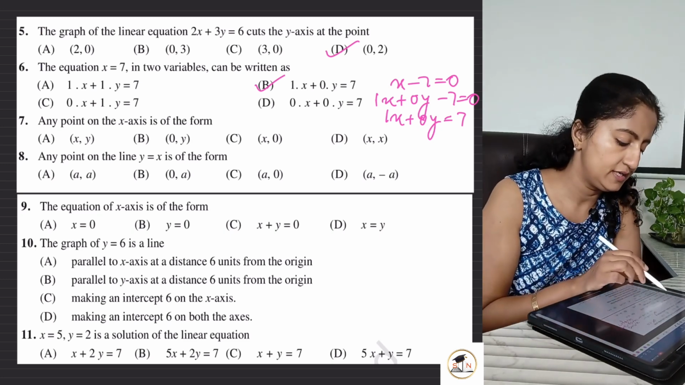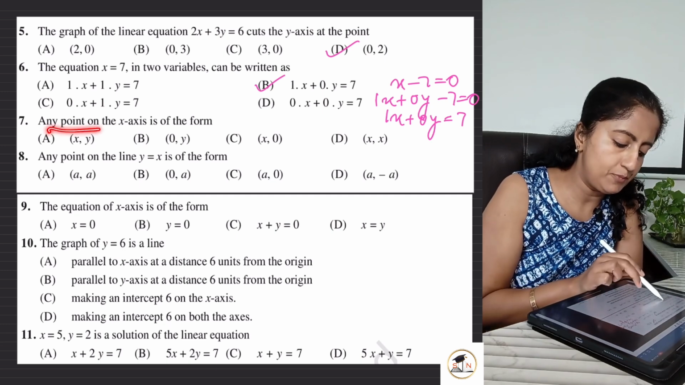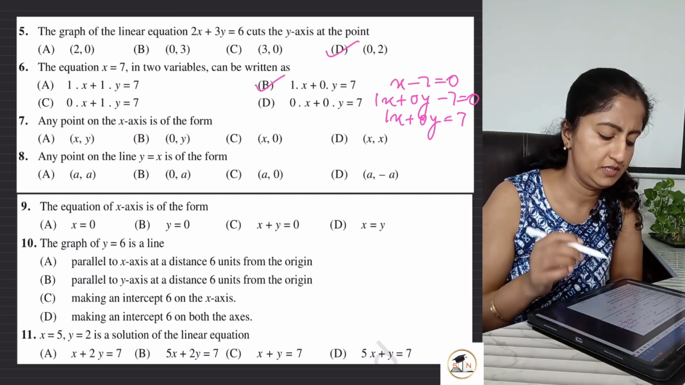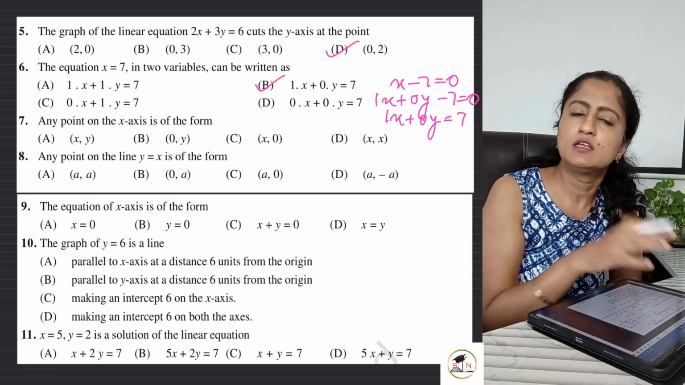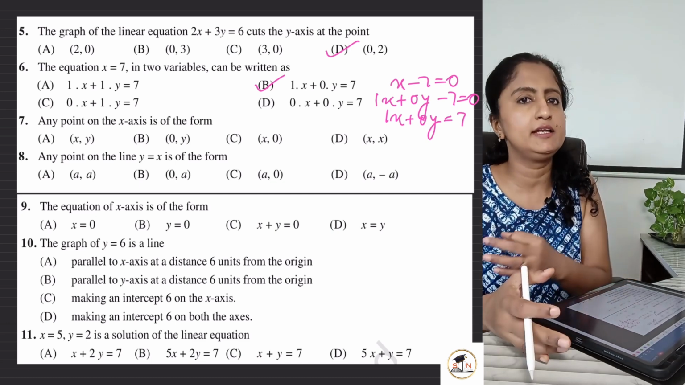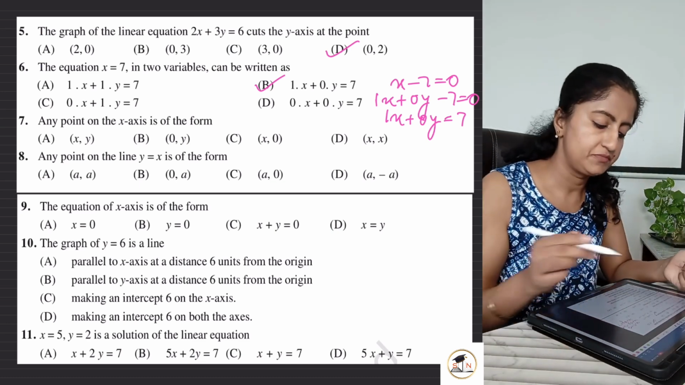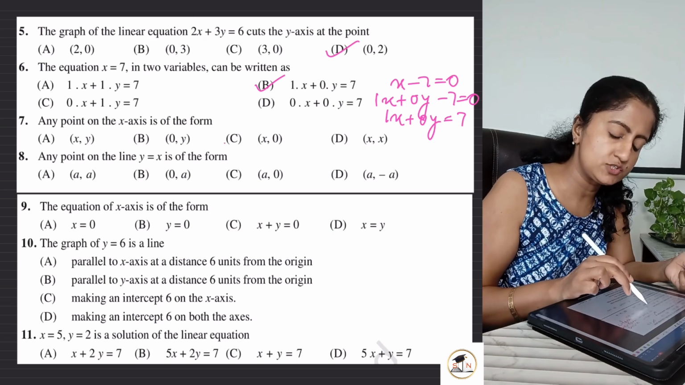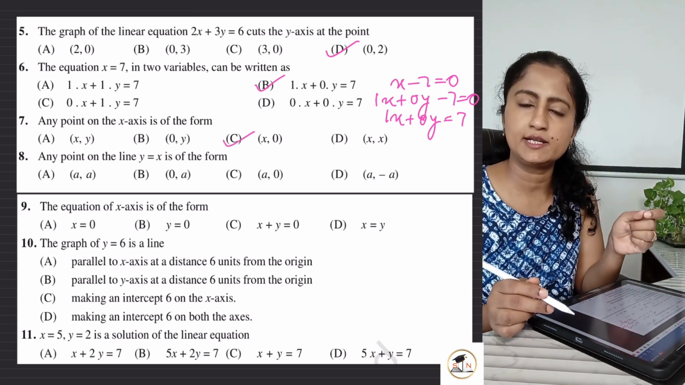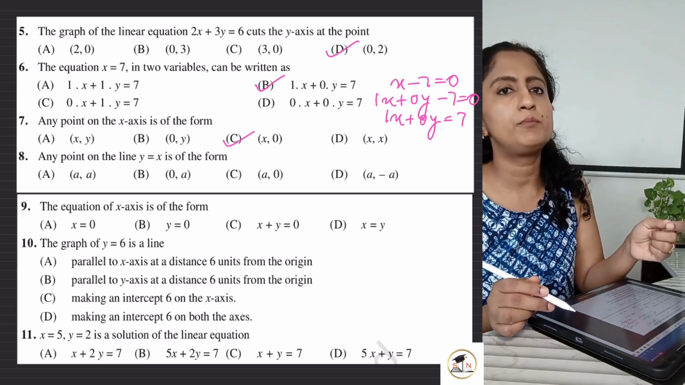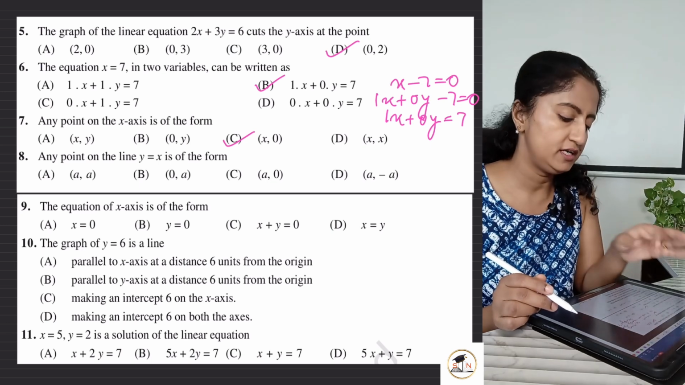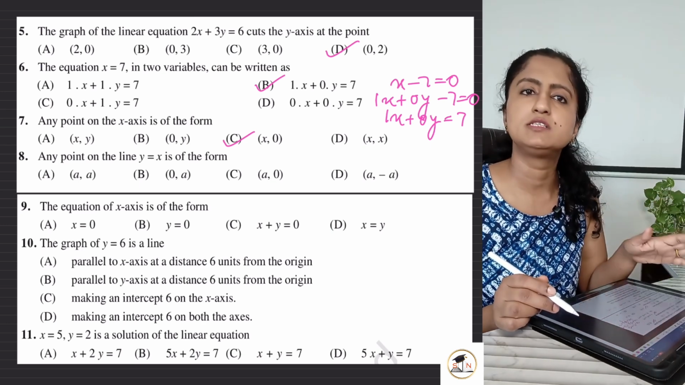Okay, now next, any point on the x-axis is of the form. Very easy. Quickly think your answer. Any point on the x-axis. This portion is quite overlapping between coordinate geometry and linear equations. Okay, so answer. X-axis की बात हो रही है, so it is going to be C option over here because y component 0 होता है on x-axis and x component can take any value, negative, positive, any real number, right? So it is (x, 0) over here.